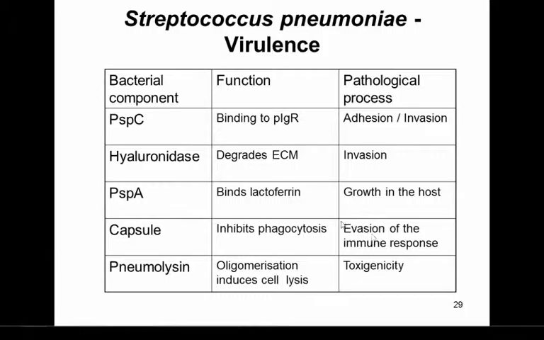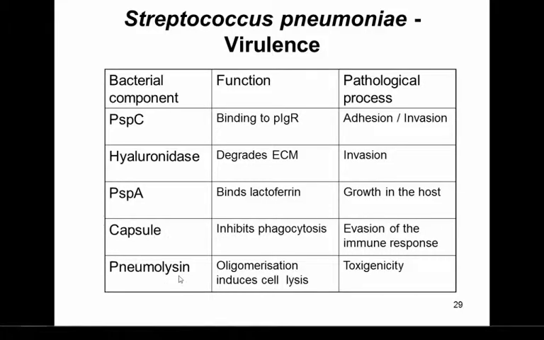Next step is the bacteria have to grow effectively in the host. All pathogenic bacteria need iron, so this is the role of PspA, which will bind to lactoferrin. So it doesn't use a siderophore, it picks up one of the host organism's iron transporting molecules. And then it has to evade the host immune response. This is the role of the capsule antigen. These bacteria will all be surrounded by capsule antigen, and that will inhibit phagocytosis and inhibit complement deposition.